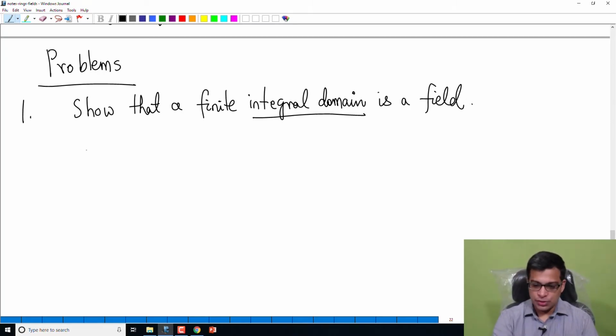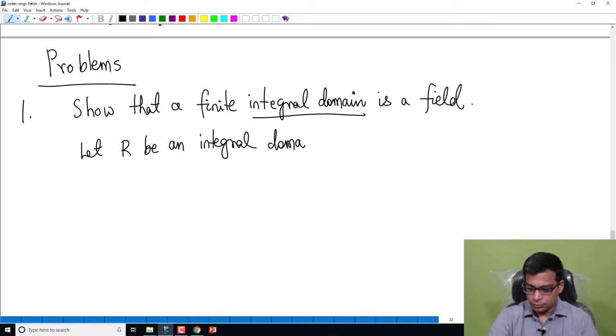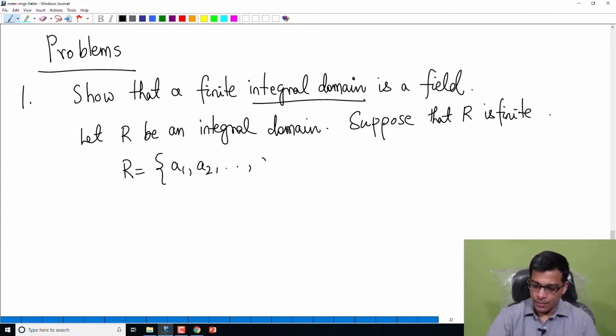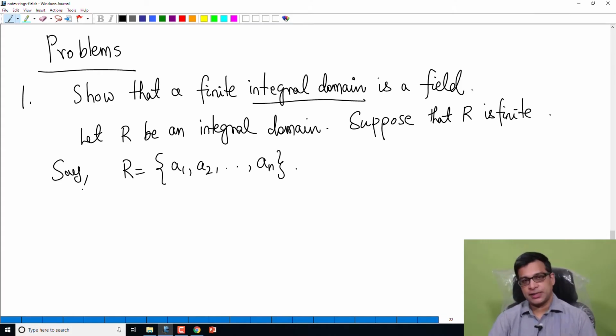So let's do this. Let R be an integral domain and suppose that R is finite. So this is the hypothesis. In other words, R has only finitely many elements. Let's list these elements. Remember, this is where the finiteness assumption is critically used. R has only finitely many elements, say n of them. I will call them A1, A2, ..., AN like this.